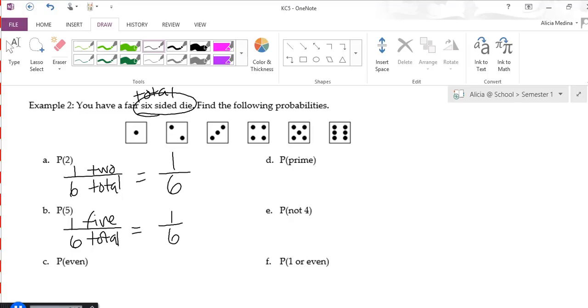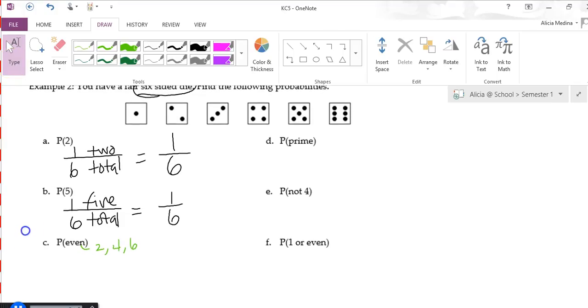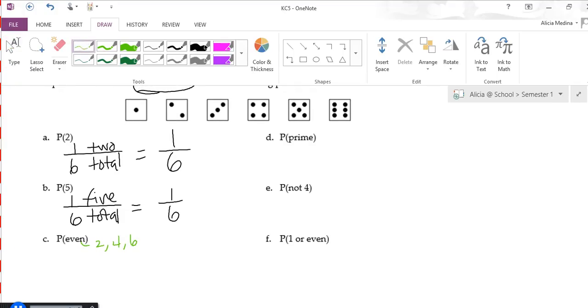What happens if I ask you to figure out the probability of an even? Again, I'm only looking at the numbers on the dice. So this would be an even: it would be a 2, or a 4, or a 6. So how many evens is that? There are 3. So 3 evens over the 6 total sides. And 3 over 6 simplifies to 1/2.